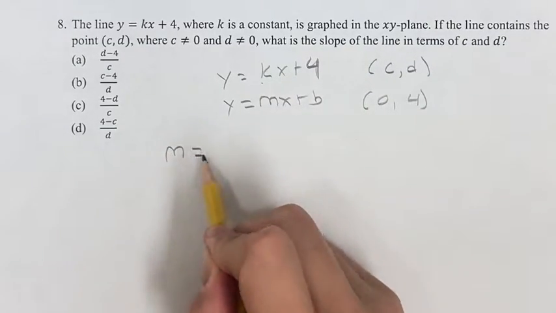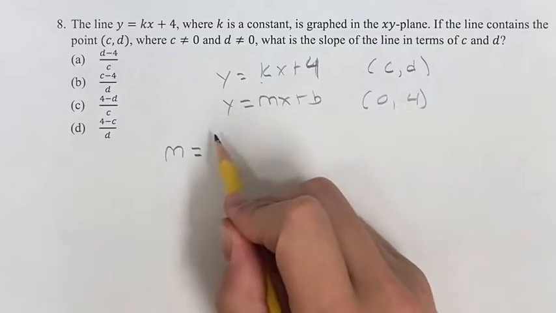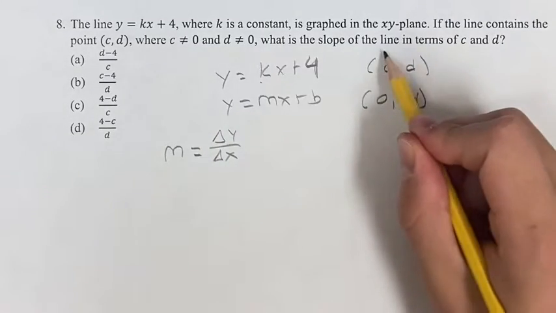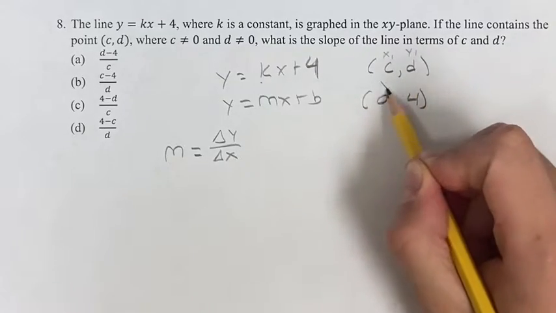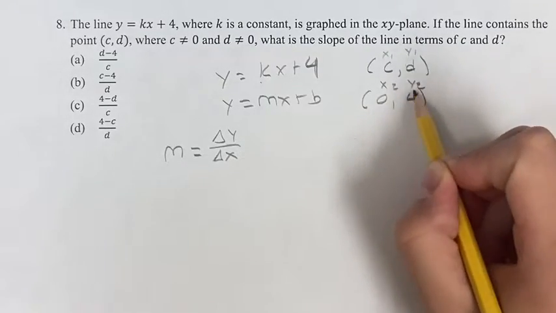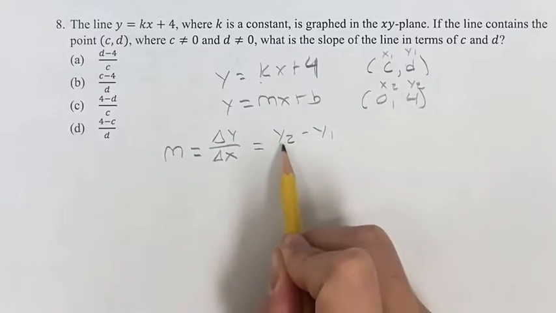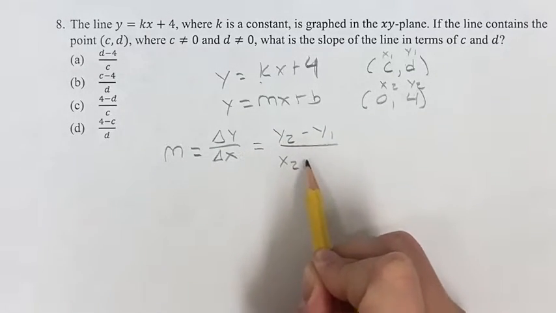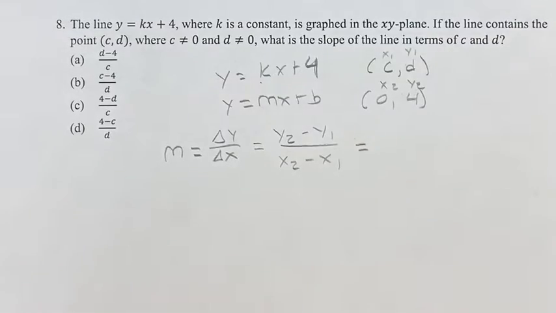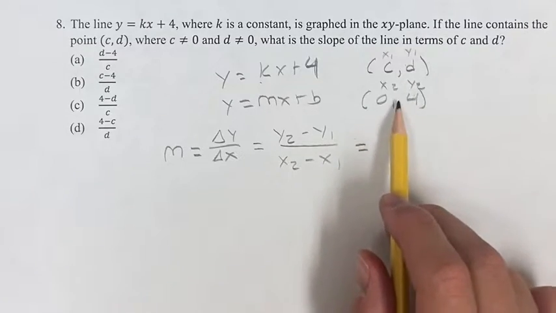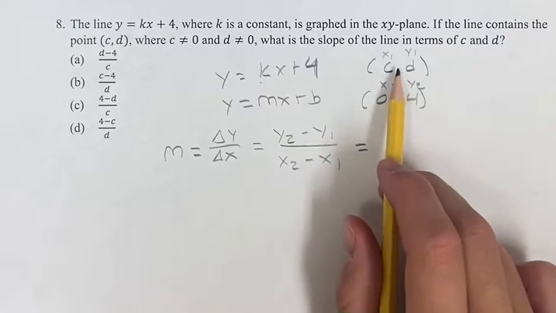Now, when we calculate the slope, we have the change in y over the change in x. So if we want to call these points (x1, y1) and (x2, y2), point 1 and point 2, the change in y is going to be y2 minus y1. The change in x is going to be x2 minus x1. It doesn't matter which one you make point 2 and point 1, you just have to be subtracting in the same direction, going from this point to this point, and this point to this point.